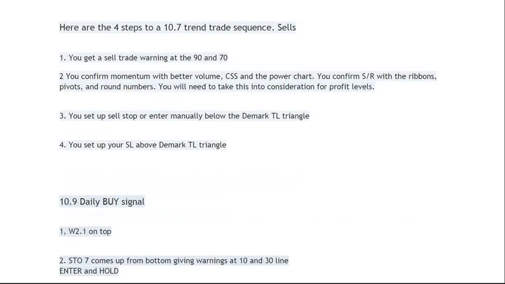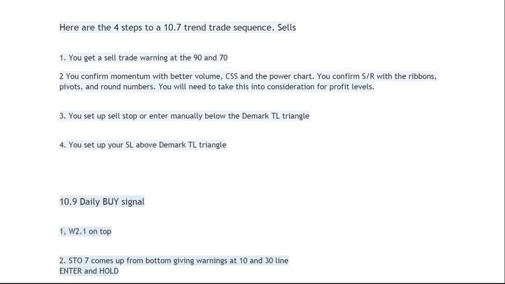4 steps to a 10.7 trend trade sequence: sells, or this also could be counter trend. You get a sell trade warning at the 90 and 70. You confirm momentum with better volume, CSS, and power chart. You confirm support and resistance with the ribbons and pivots and round numbers. You will need to take this into consideration for profit levels. You set up your sell stop or enter manually below the demarc trend line triangle.